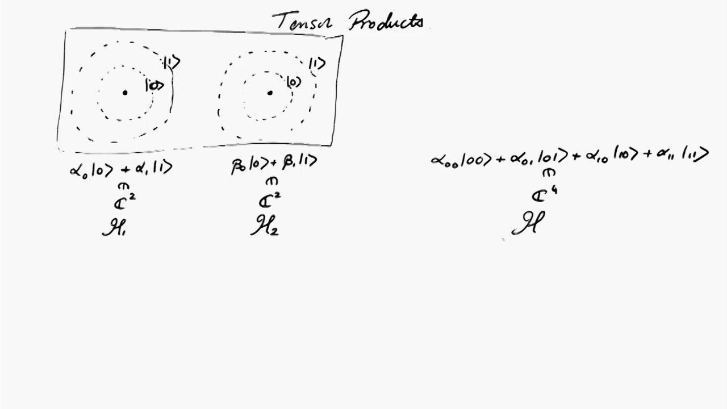Now you might wonder, what did we do? How did we glue these two vector spaces together? A two-dimensional vector space and a two-dimensional vector space, and we glued them together in some way to get this four-dimensional vector space. How did we do this? So this is this operation of tensor product.